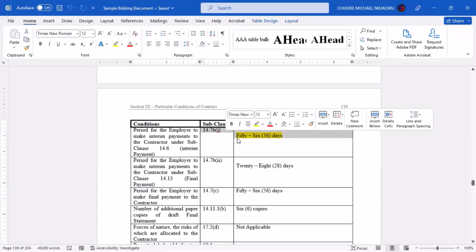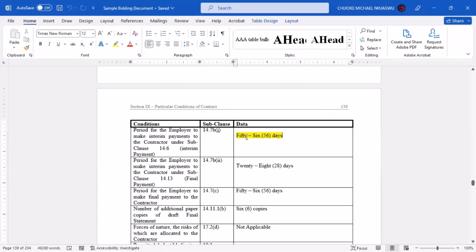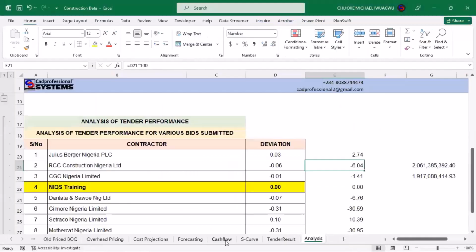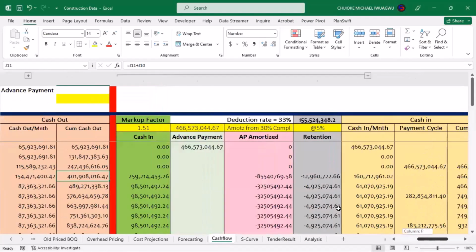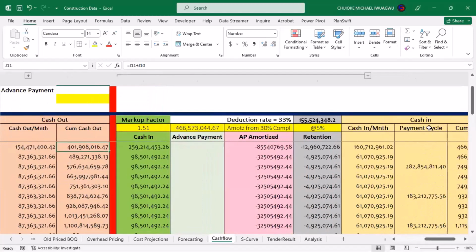You can call it monetary or whatever you want to call it. But it simply means that the employer will not honor any certificates until after 56 days from when it was submitted. It means that if you have submitted a certificate, there is a timeline between when you submit it and when you receive the money. That timeline, you can only take care of when you come to your calculations, like we've shown here. That's the timeline that we try to project under this column.